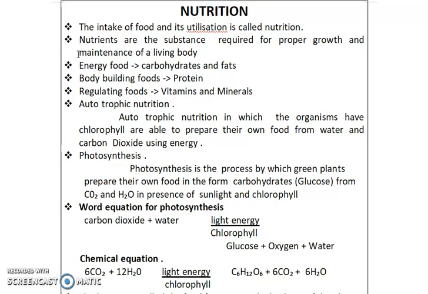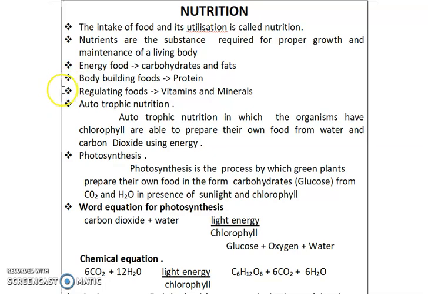And if you see the food whatever we take, you know very well there are carbohydrates, fats, proteins, vitamins, minerals. For energy, if we want to do any work immediately, then we want instant energy. That energy we get from carbohydrates and fat. The body building food is protein, for maintenance of the body or repairing some tissue. And for regulating food, that is vitamins and minerals.